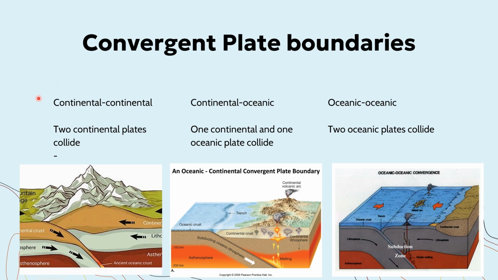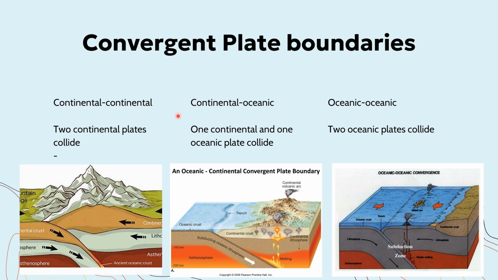So continental plate boundaries, there are three types: continental-continental, continental-oceanic, and oceanic-oceanic. The names are pretty self-explanatory. Continental is when two continental plates collide. You can see from this little picture, the arrows are pointing towards each other, and one continental crust is going underneath the other at an angle. The crust going underneath is pushing up the other crust, crumpling that plate up and causing a mountain range.